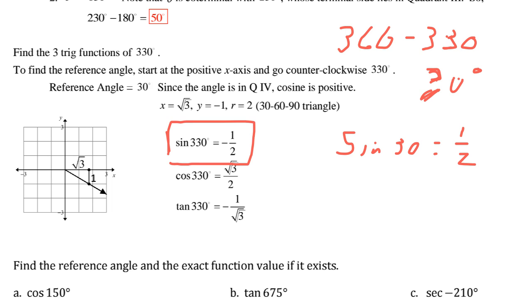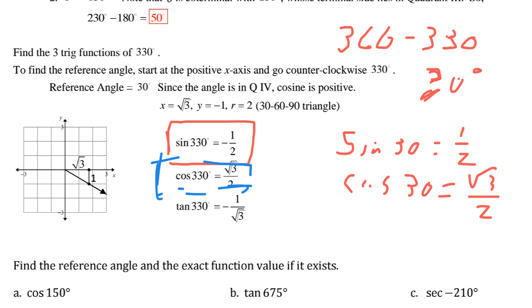The cosine of 330, cosine of 30, is root 3 over 2. Cosine in quadrant 4, all students try cheating. C, quadrant 4. Cosine is positive, so it stays positive. Root 3 over 2.